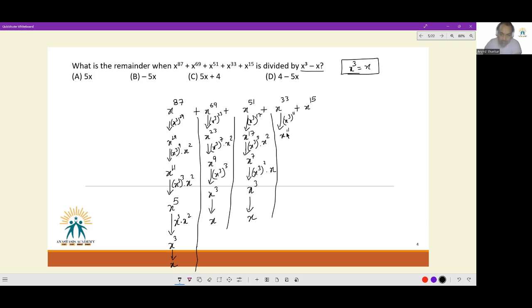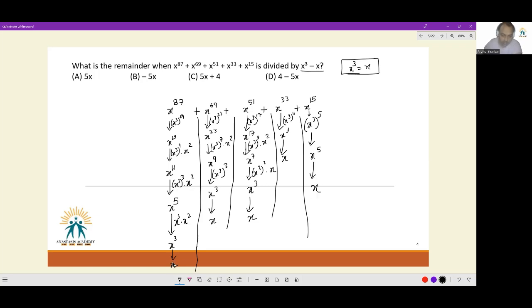Now, as soon as I see x raised to the power 11, I know the journey after x raised to the power 11 from the first expression gets me to x only. So I will directly write x. And for the final term, I have x cube raised to the power 5 or x raised to the power 5. I know my journey from x raised to the power 5 is only till x. So I will directly write x.